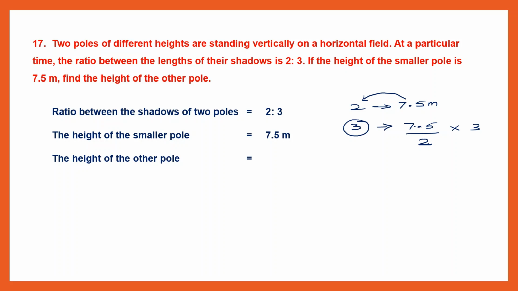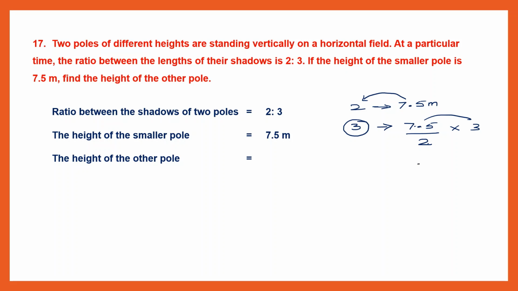So 7.5 divided by 2 into 3. Now we can multiply first 7.5 into 3. This is multiplication of a decimal number by a whole number. So let's ignore the point and multiply, and put back the point later. So 75 into 3. 3 5s are 15, carry 1. 3 7s are 21 plus 1, 22. Now let's go back to the question and look for the decimal place. There is one decimal place here, so in our answer also there should be 1. So that is 225.